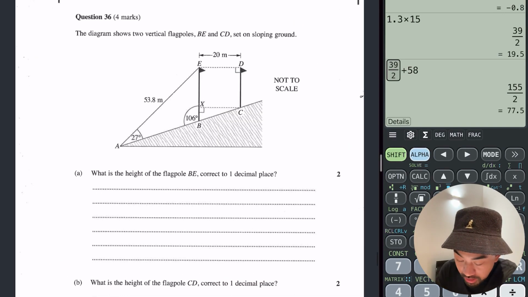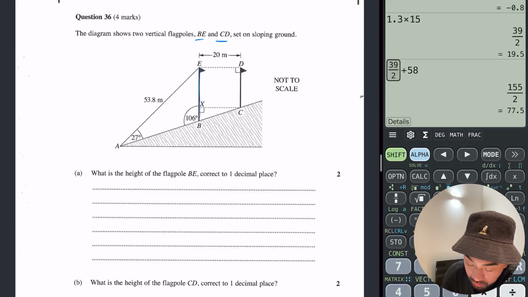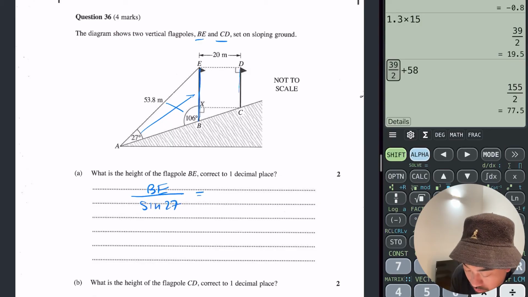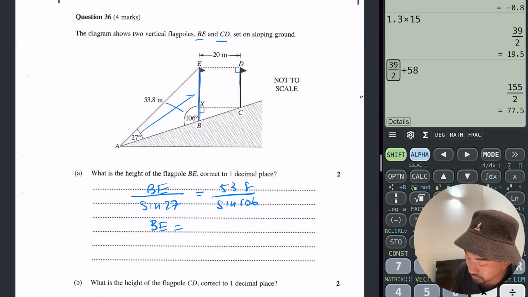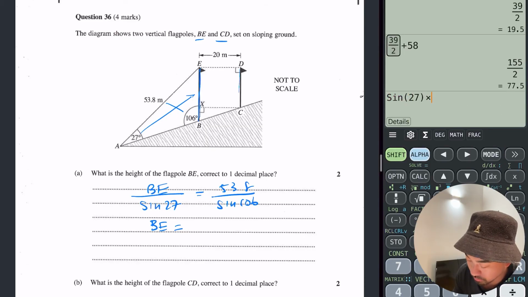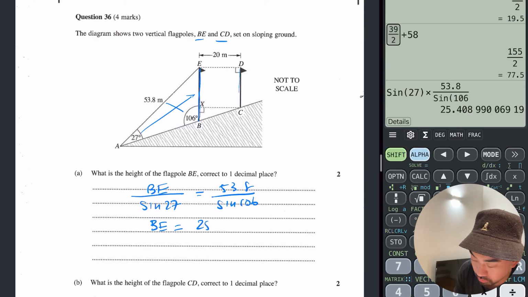Alright, 36. The diagram shows two vertical flagpoles, BE and CD. What is the height of the flagpole BE? Okay, I think that's just a straightforward sine rule question. So we've got BE over sine 27 is equal to 53.8 over sine 106. So cross multiply, so BE is going to be 53.8 over sine 106. That's 25.4.